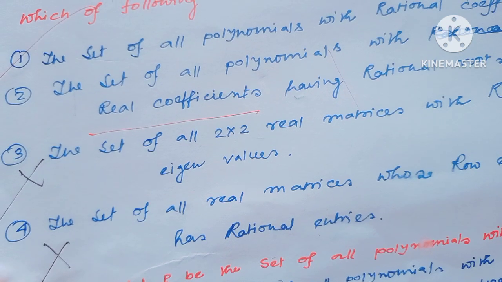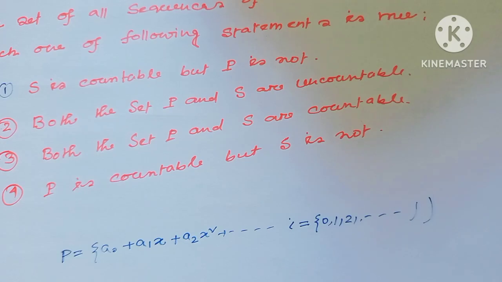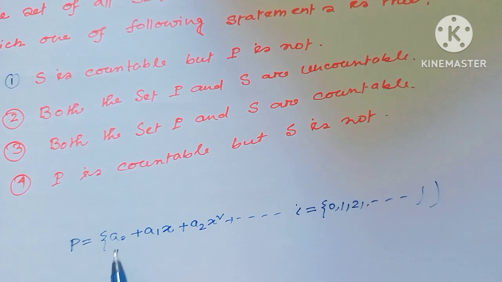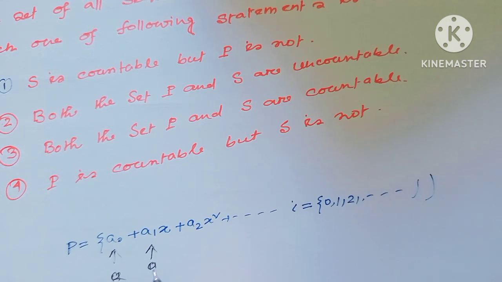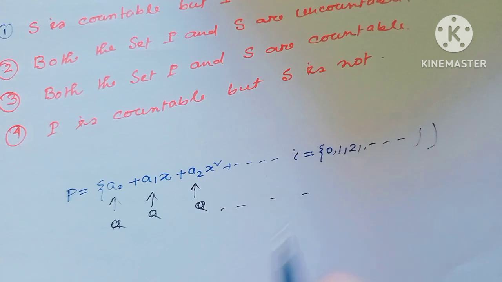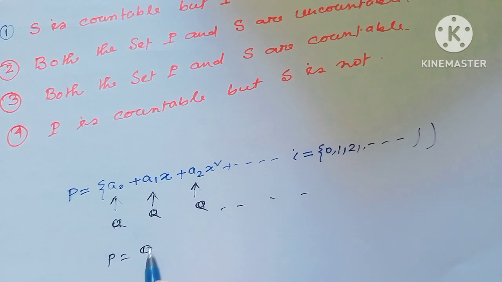Next question. P equals the set of all polynomials with rational coefficients, that means P equals a0 plus a1 x plus a2 x squared and so on, where a0 belongs to Q, a1 also belongs to Q, a2 belongs to Q, and so on. That means P equals Q cross Q cross Q and so on.